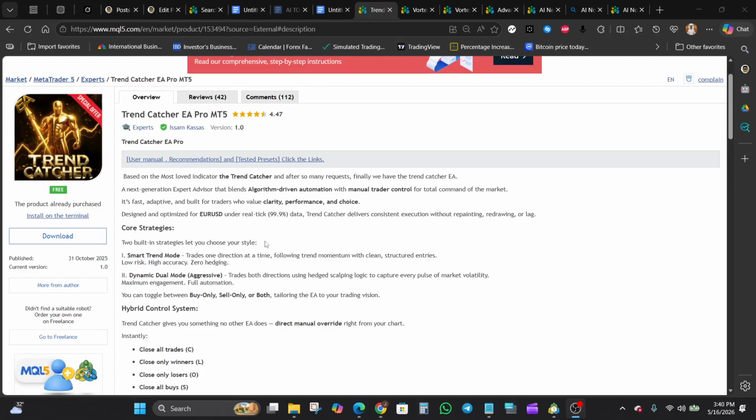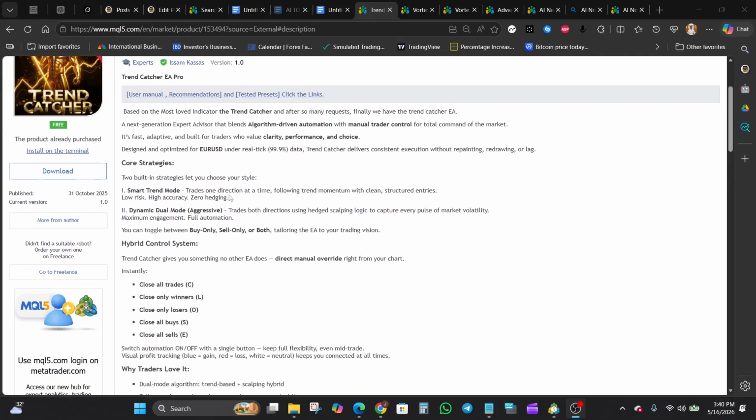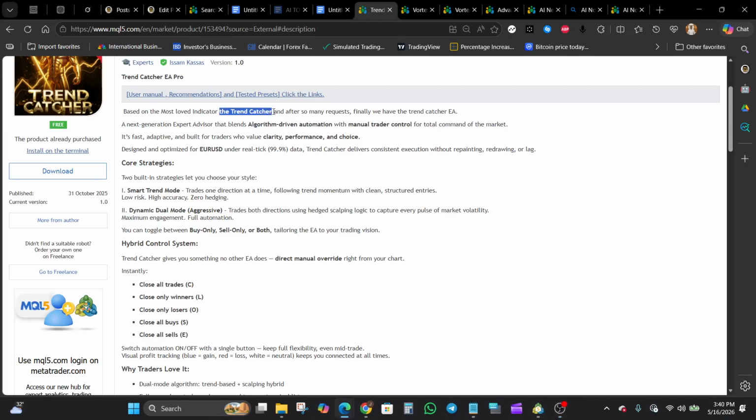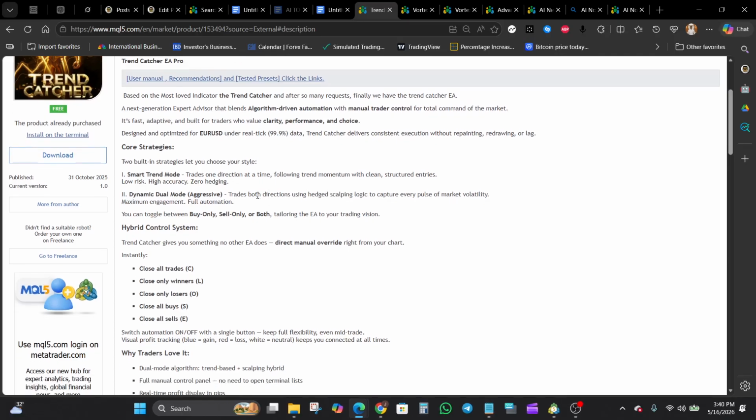So right here on the MQL5 Marketplace page, we can see that Trend Catcher EA Pro is currently available as a free expert advisor. The developer is Sam Casas, and this is version 1.0. The description explains that this EA was created based on the Trend Catcher indicator. According to the developer, it combines automated trading with manual trader control directly from the chart interface. It's also clearly designed for both MT4 and MT5, which is useful if you trade across both MetaTrader platforms.